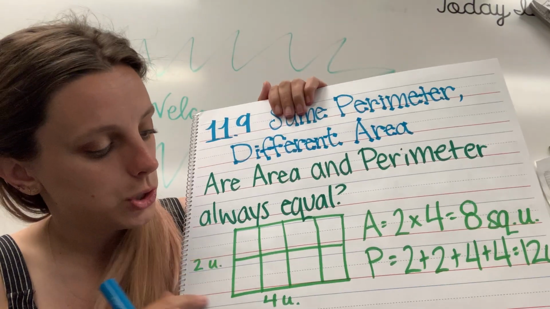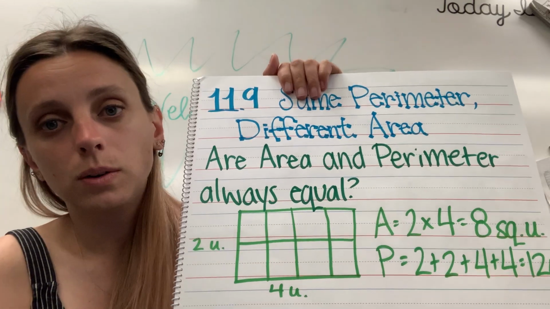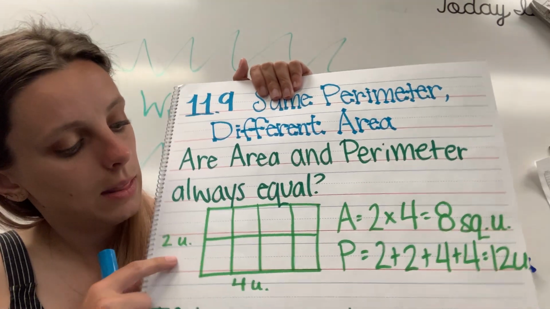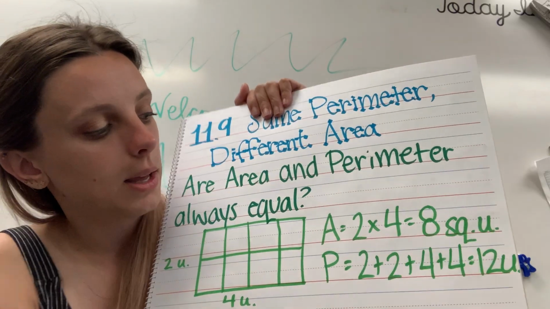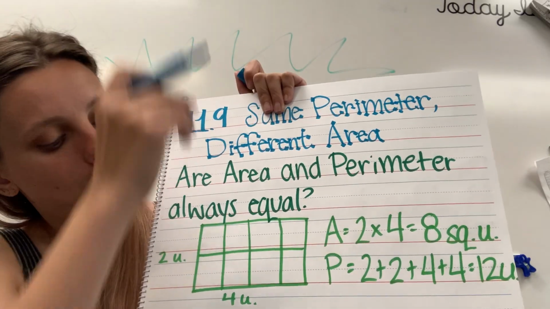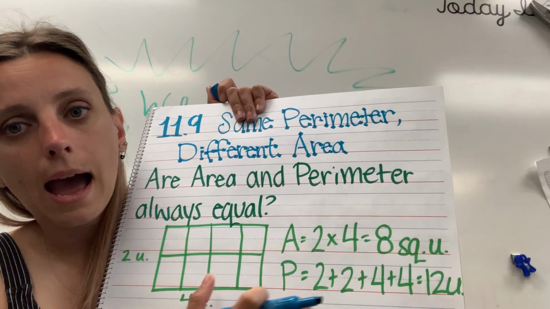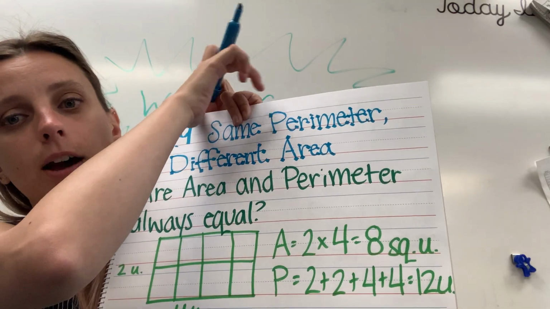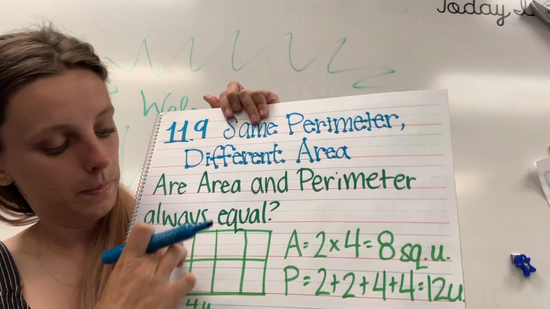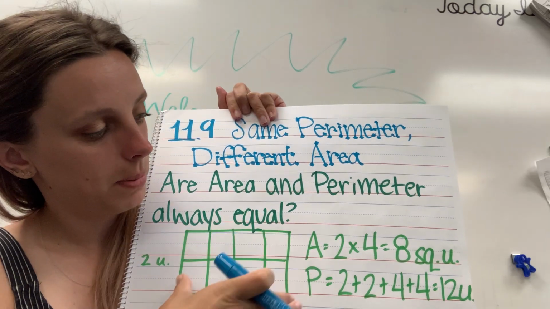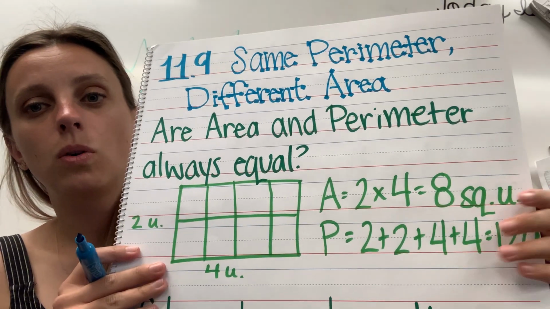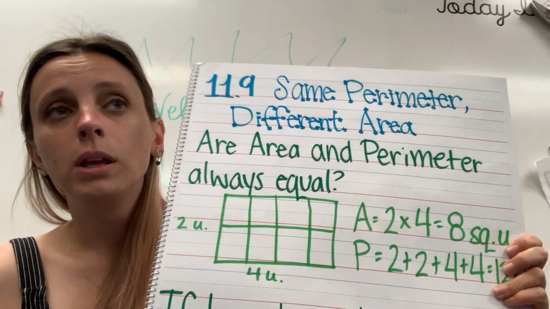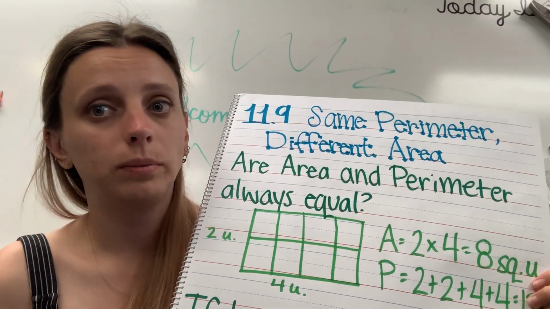It has a width of 2 and a length of 4 units. So we can solve for the area by multiplying 2 by 4 and getting 8 square units. If I count my way around my shape, or if I add my side lengths, I'm going to find the perimeter is the same as 2 plus 2 plus 4 plus 4, which will get me to 12 units. So are they always equal? No, they can be, but they seldom are.